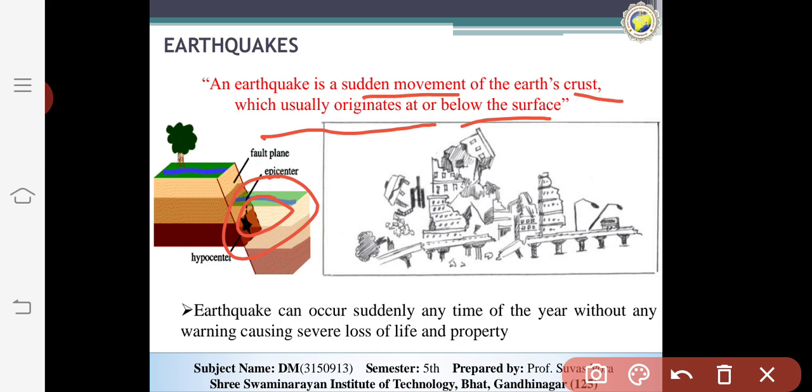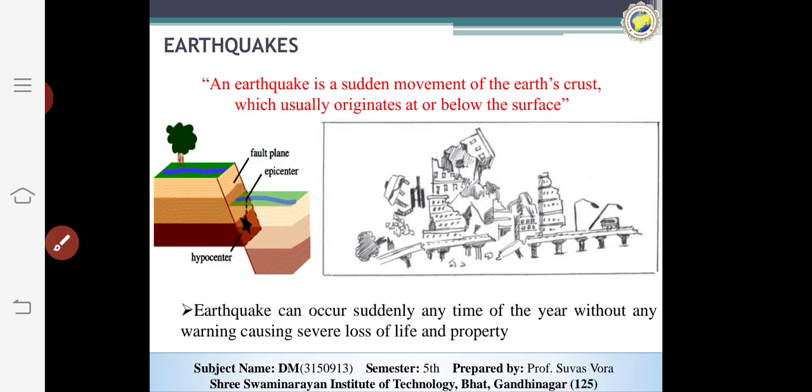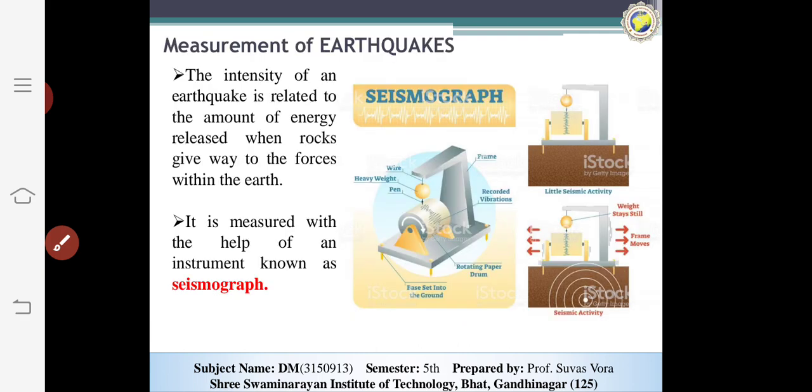In the heavy earthquake disaster some years ago in India, the epicenter was Bhuj. A lot of buildings collapsed and injuries occurred at that time. So the epicenter is where the earthquake starts. An earthquake can occur suddenly any time of the year without any warning, and causes severe loss of life and property. This is the basic introduction to the earthquake.